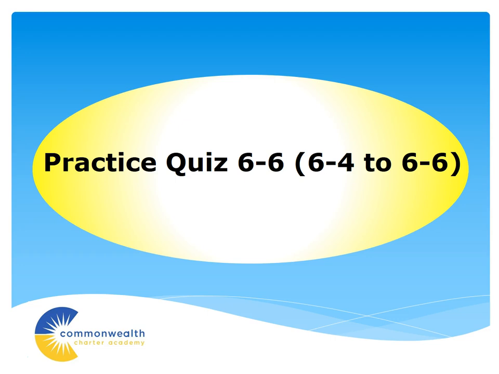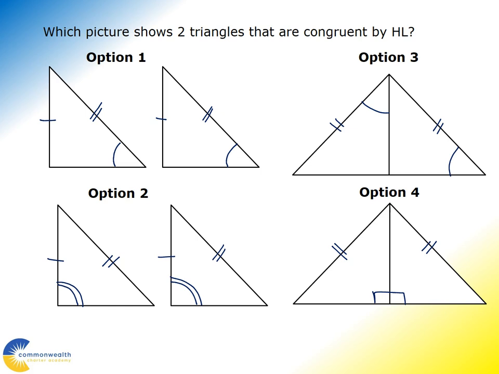So here we go. The first question you were given was to pick which one of these four options shows triangles that are congruent by the hypotenuse leg theorem, also known as HL. Essentially, you have to remember that in order to use that rule, you have to have two right triangles that have congruent hypotenuses and a pair of congruent legs on each one.